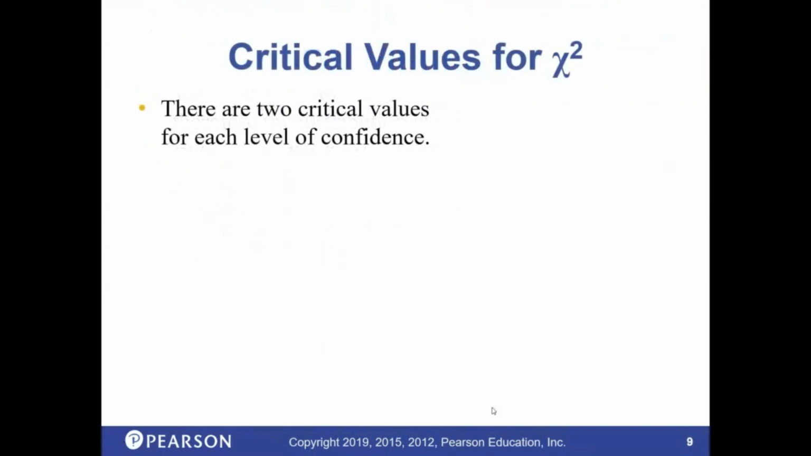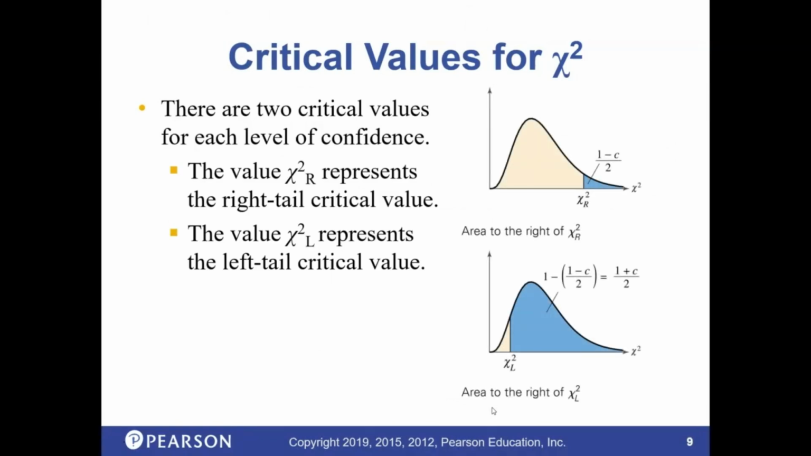Okay, our critical values for chi-squared, we have 2 critical values for each level of confidence. Chi-squared R represents the right tail critical value, and chi-squared L represents the left critical value. You may notice this time the blue part is representing our area, and this time the area is to the right. Where everything else we've looked at, the area has always been to the left of the critical number. For chi-squared, it is to the right of the critical number.